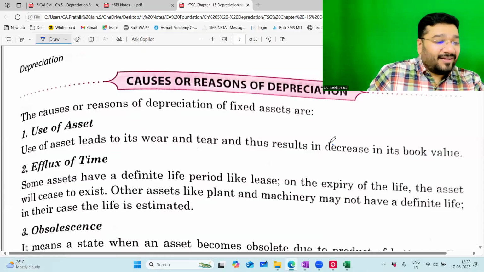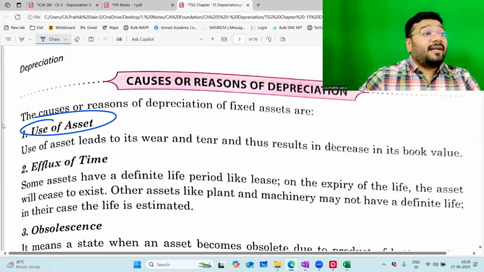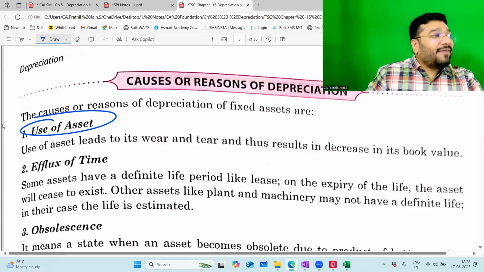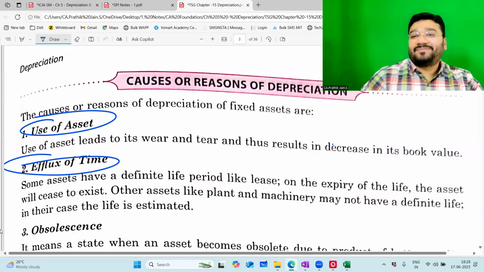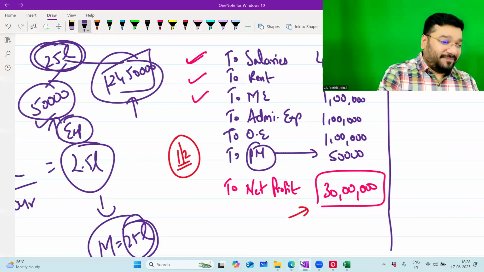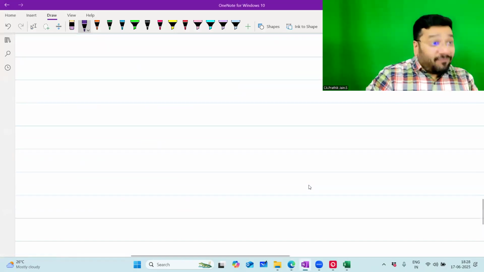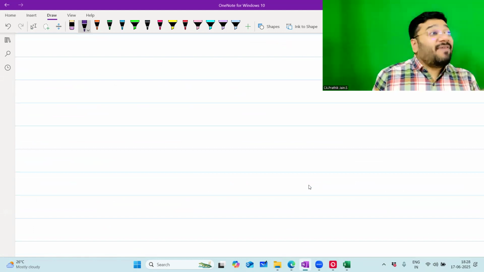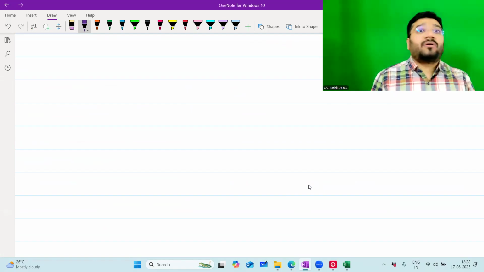Now, do you understand the meaning of usage of asset? How usage of asset leads to a reduction in the value of the asset? What all do I have to do to put the concept in your head? Next, effluxion of time. This you can tell, you are pro in this now. What is the meaning of effluxion of time? The value of the asset will reduce even though you don't use it.